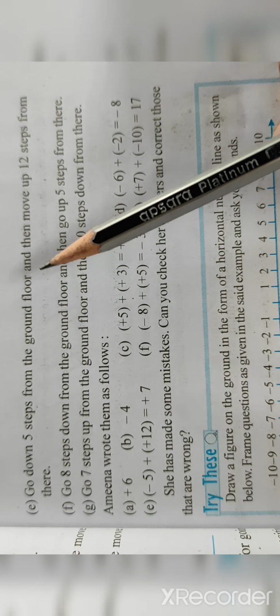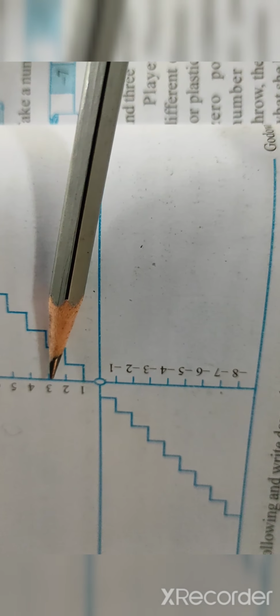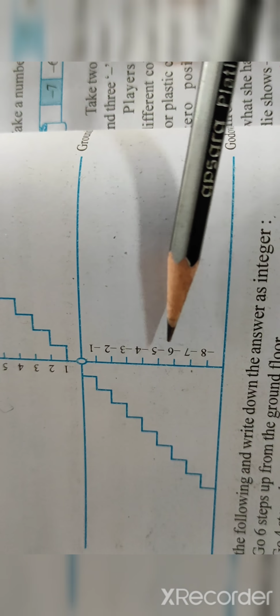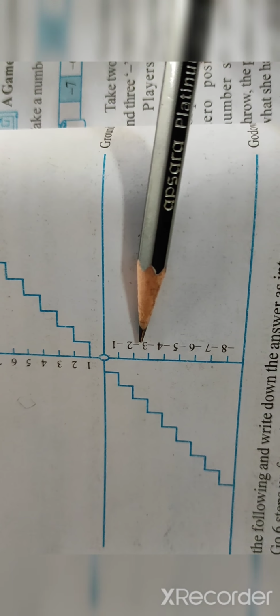Go down 5 steps from the ground floor and then move up 12 steps from there. Okay, so ground floor, 5 steps down, then 1 2 3 4 5 6 7 8 9 10 11 and 12. So we will reach 7. Now next, go 8 steps down from the ground floor and then go up 5 steps from there. So 8 steps down and then up 1 2 3 4 5. So the answer will be -3.